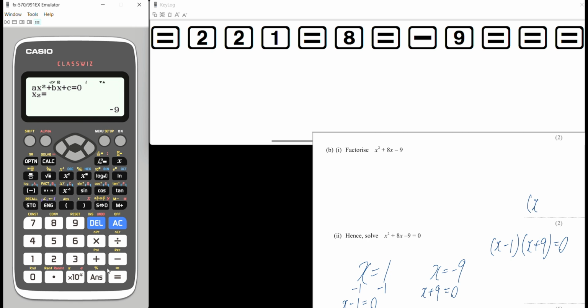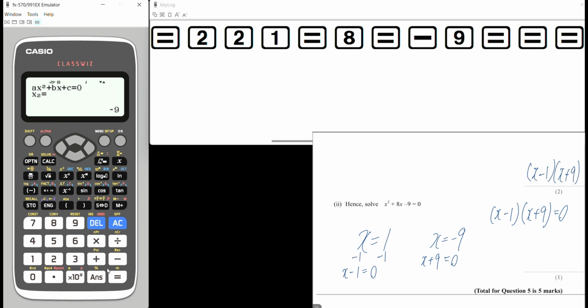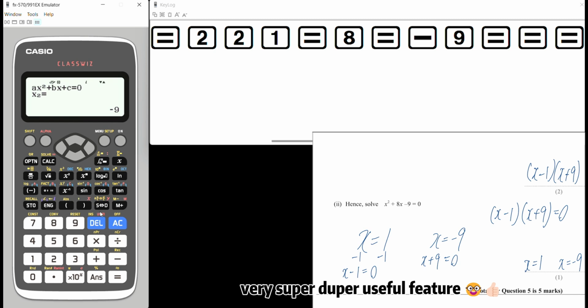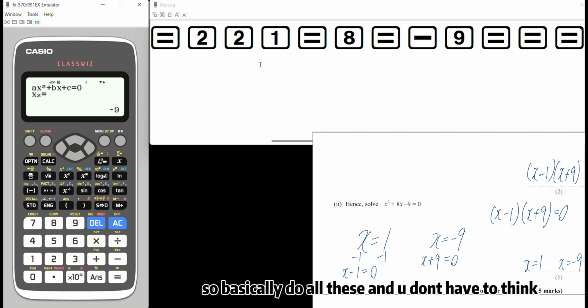And then the second question just asks us for the answer, which we already have from the calculator. X equals 1, x equals negative 9. So this is a very useful feature for solving quadratics, because it saves you a lot of time, and spares you from thinking about solving. The calculator just does it for you.